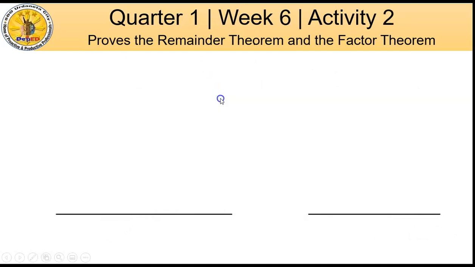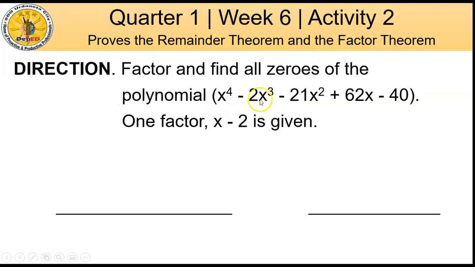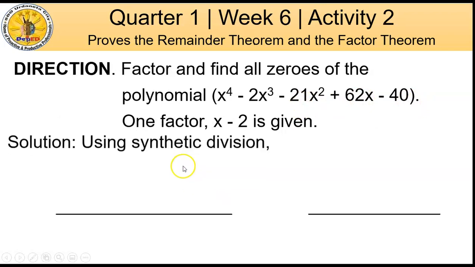For our next activity, direction: factor and find all the zeros of the polynomial x to the 4th minus 2x cubed minus 21x squared plus 62x minus 40. One factor, x minus 2, is given. So again, using synthetic division, gagamitin natin itong x minus 2. So our divisor is 2. And then pupunin natin yung numerical coefficients, which is 1, negative 2, negative 21, positive 62, and negative 40.